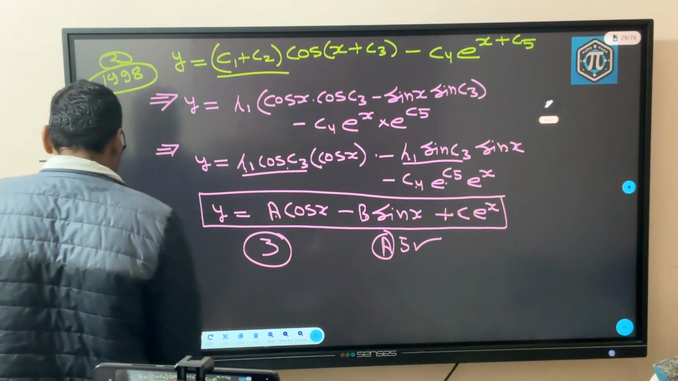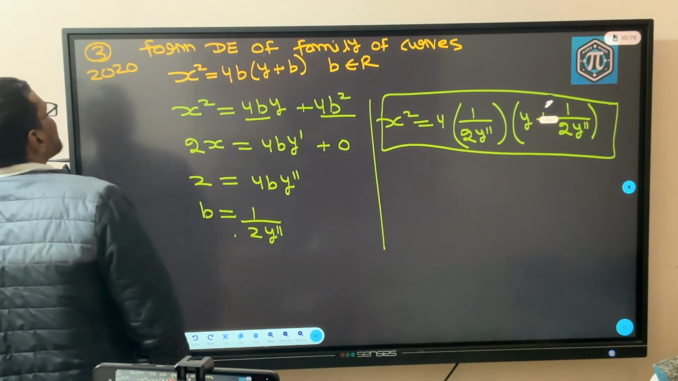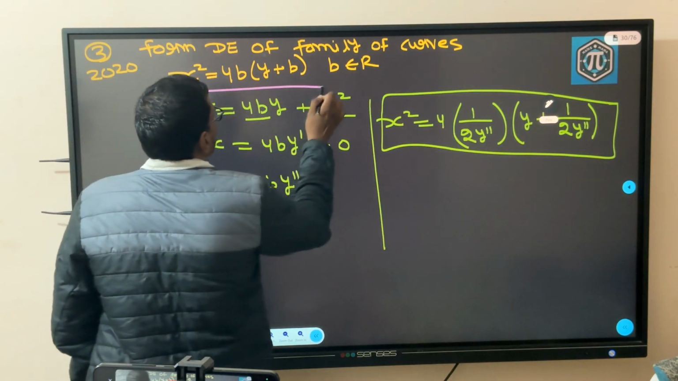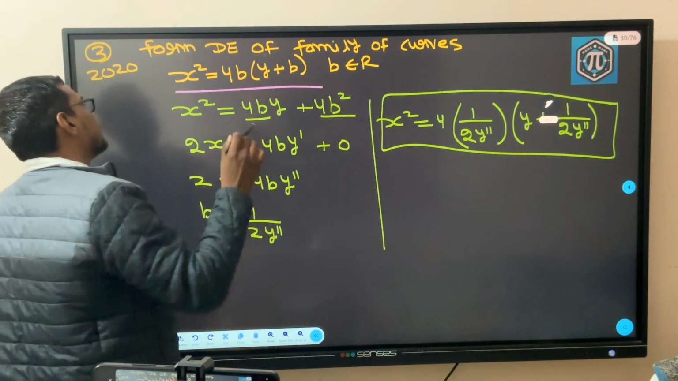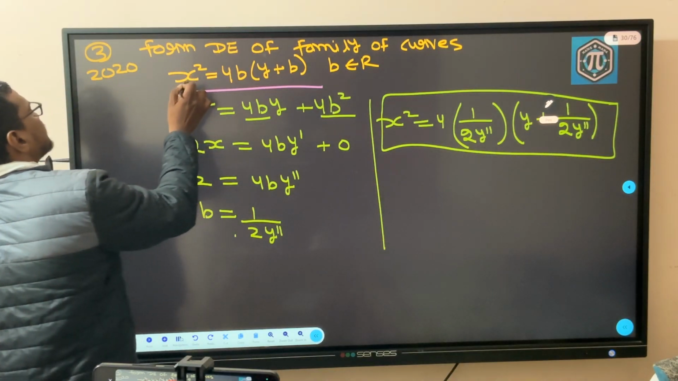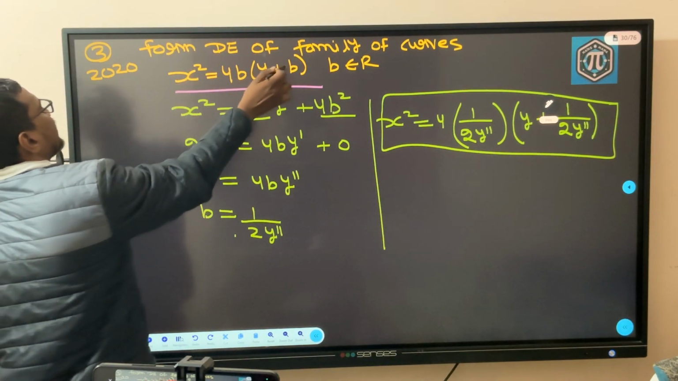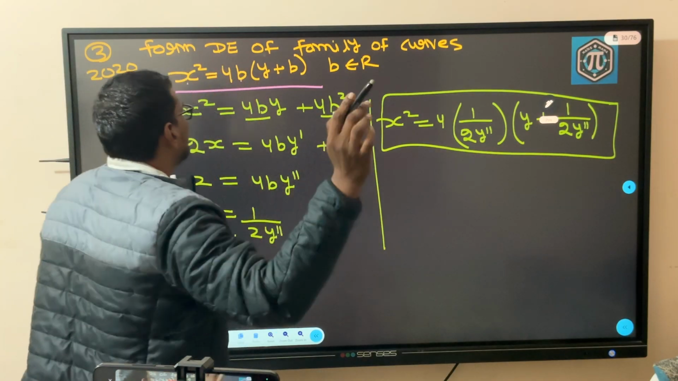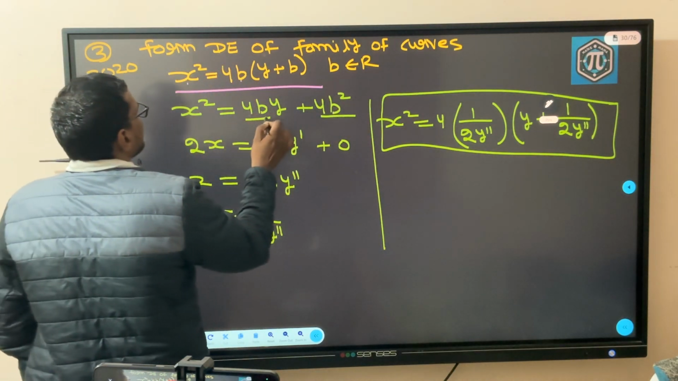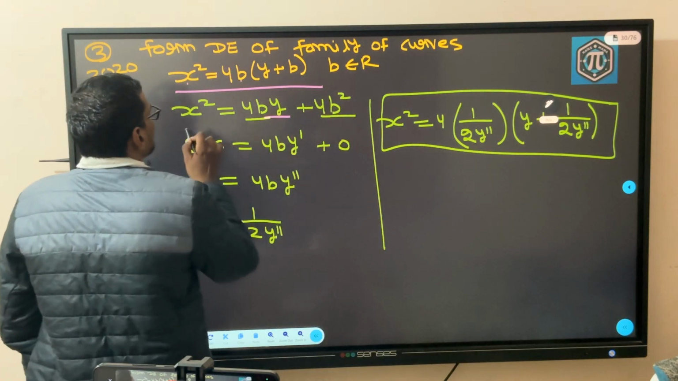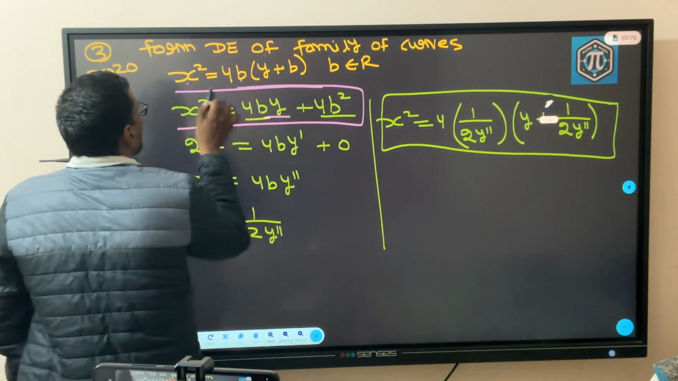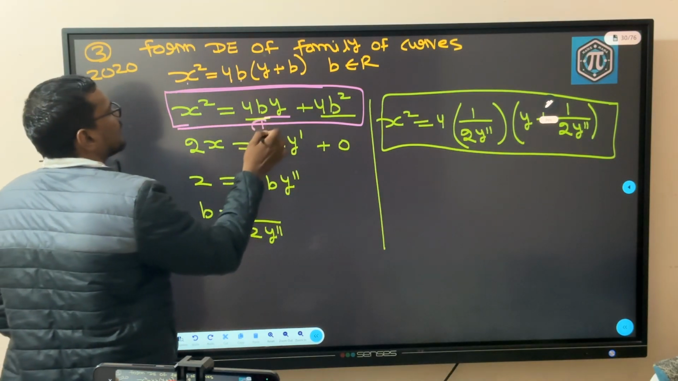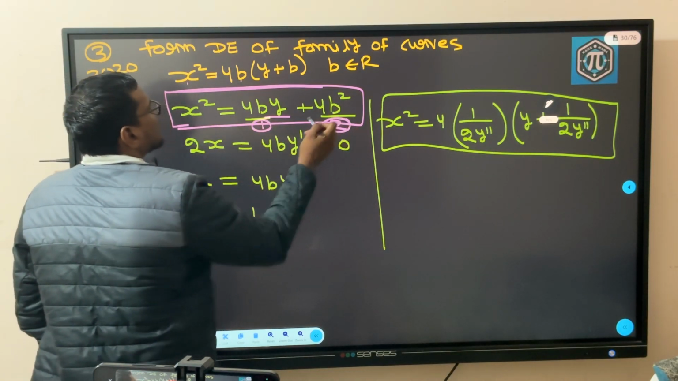Third question. Let's go next. Yes. Form differential equation of family of curves. See, it is looking like the same question, but it is different actually. Because there, in the first question, it was y square equal to 4a into x plus b, but here it is x square equal to 4b into y plus b. So we are going to multiply, so x square equal to 4by plus 4b square. We got this. Clear? Again, one arbitrary constant, another arbitrary constant.